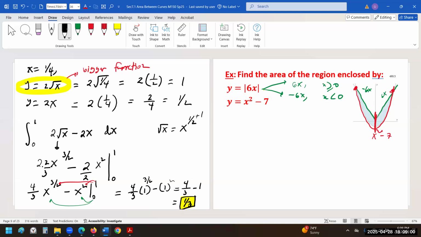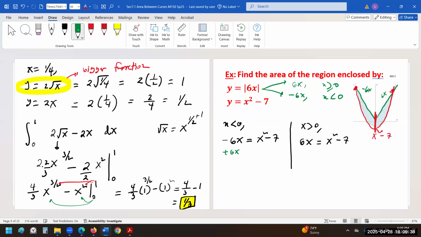So we do the same thing twice, one for the positive, one for the negative 6. For the left function, when x is smaller than 0, we have negative 6x equals x squared minus 7. We want to see for the negative x where they're intersecting. Also, we'd like to see for positive x where they're intersecting. For positive x, our function is positive 6x, and we have x squared minus 7. We are doing the exact same thing twice.